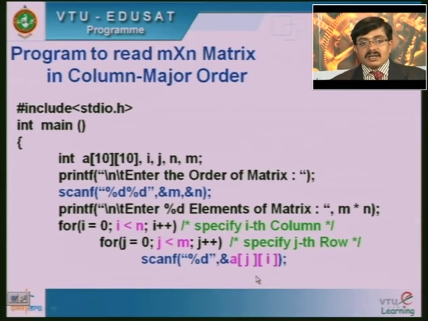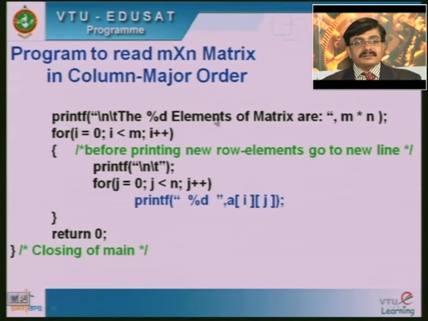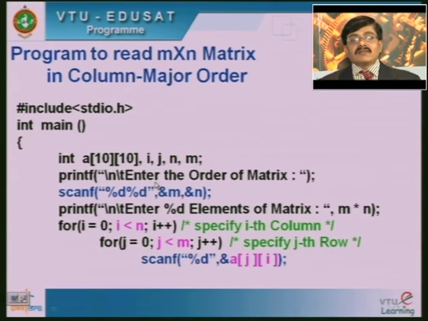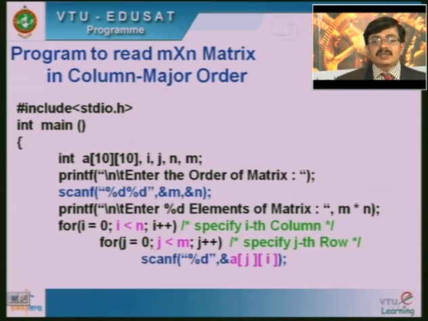Now, to display the elements, normally I can write i is equal to 0, i less than m, i plus plus, j is equal to 0, j less than m, j plus plus, scanf printf of percentage d, a of i j. This printing is normal. The only thing is that I am reading the elements in column major order, fine. Basically, C supports row major order.